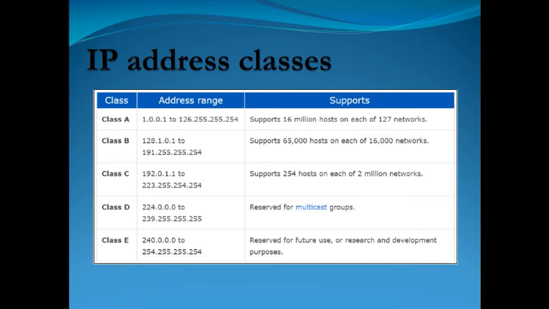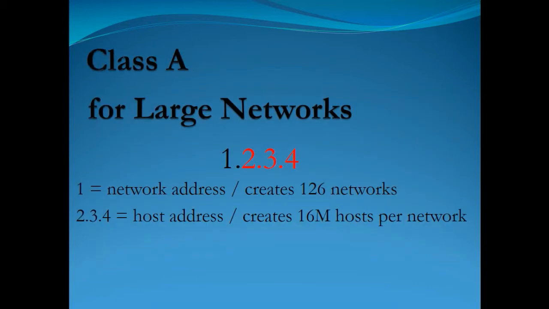So, ang naging solusyon dito ay ang pagkakaroon ng 5 classes of IPs, kung saan Class A, B, and C are used to address devices, and then yung Class D for multicast, and yung Class E is reserved for research purposes. So basically, ang pwedeng gamitin dito is yung Class A, B, at C. So Class A is for large networks.